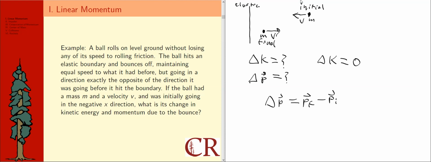And okay, how do you deal with these vectors? Well, let's just look at this in the x direction. I'm going to act like I did when I did force problems, where I look at components. Let's look at the x components here. If I want to find the change in the x component of momentum, the final momentum would be positive mv, and then I'd subtract the initial momentum.